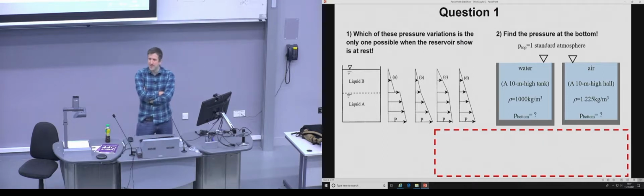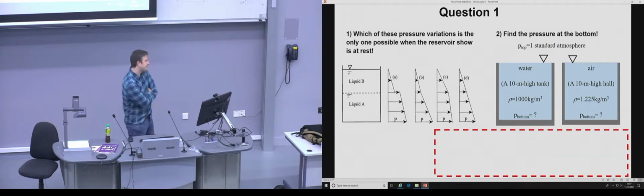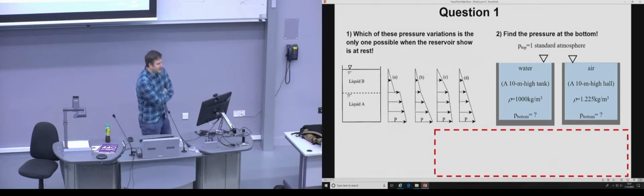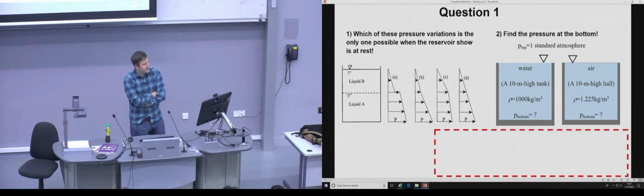There's a few attempts that I've seen already before I started the lecture, but for some reason I can't show you that live. The two questions. Question one, there is a diagram showing two liquids. We're told that it's at rest, and we're told that there is only one possible variation of the pressure through this tank from the top directly down to the bottom. And that's it. You've got to guess. They're not going to be quantitatively accurate. They're qualitative representations of what's going on.